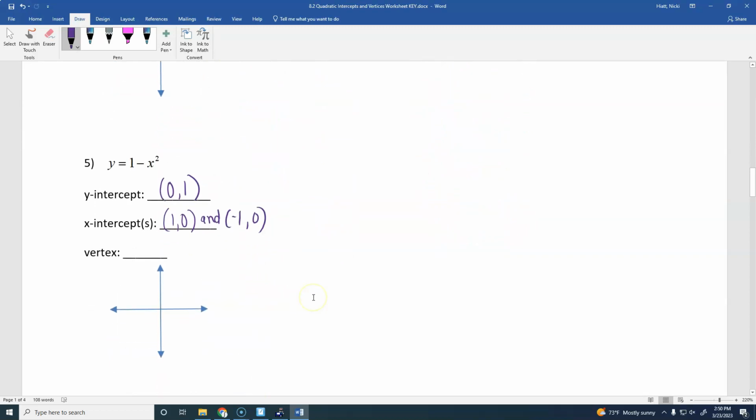We need to do number 5 because you might have a hard time with the vertex on this. Let's do number 5, and then we'll let you do the rest of them. My vertex is x equals -b over 2a, but the problem with this is, first of all, it's not in standard form. If I put it in standard form, the x squared has to be first, so -x squared plus 1.